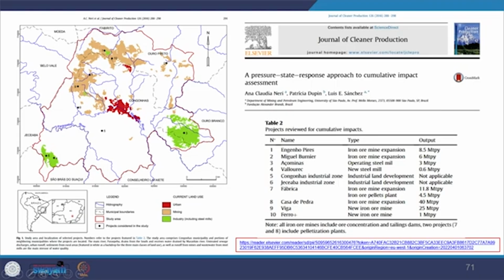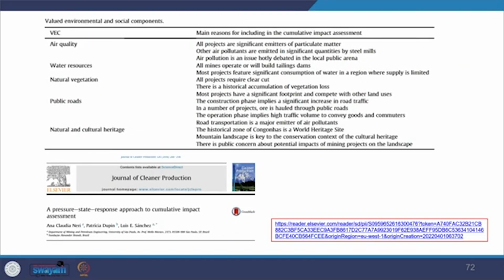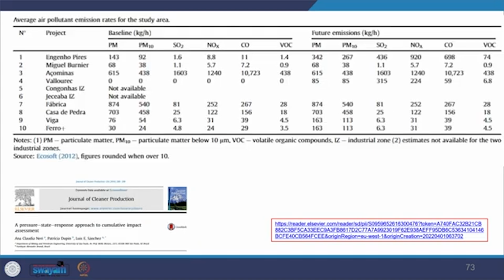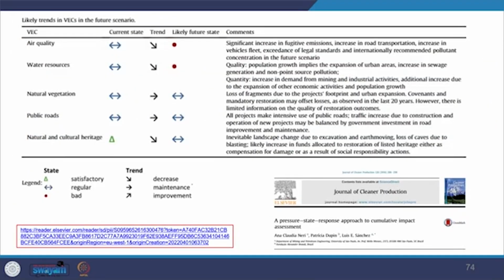So you see that this is how one example indicates how a range of projects are taken. And you see they identified the valued environmental and social components here, and then how they are looking at air quality, water resource, natural vegetation, public roads, natural and cultural heritage, and why they have taken it up. Likewise, you can see how they are doing assessment temporal-wise: the baseline, what's in the current stage, what will happen in future emission, and then they are trying to take out the likely trends. You can see air quality, current state, trend, likely future state.